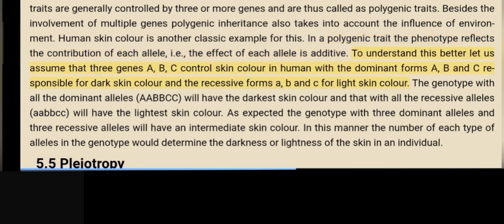To understand this better, let us assume that three genes A, B, C control skin color in human, with the dominant forms A, B and C responsible for dark skin color and the recessive forms a, b and c for light skin color. The genotype with all the dominant alleles AABBCC will have the darkest skin color, and that with all the recessive alleles aabbcc will have the lightest skin color. As expected, the genotype with 3 dominant alleles and 3 recessive alleles will have an intermediate skin color. In this manner, the number of each type of alleles in the genotype would determine the darkness or lightness of the skin in an individual.